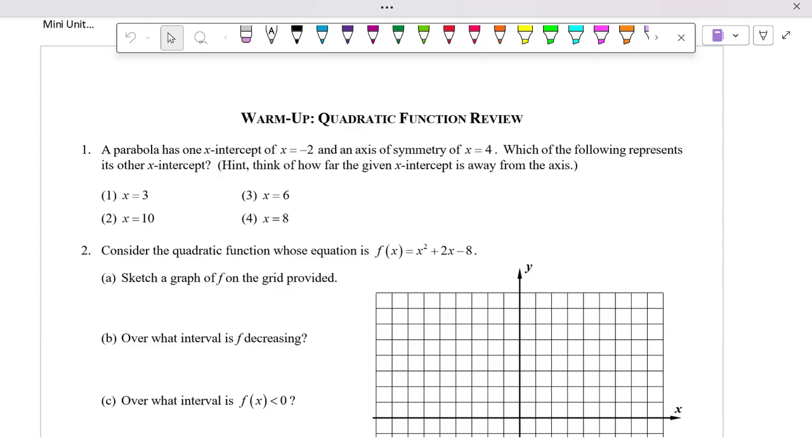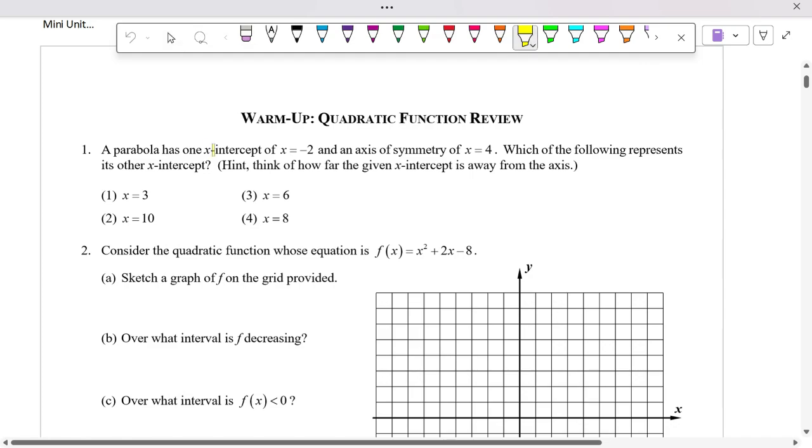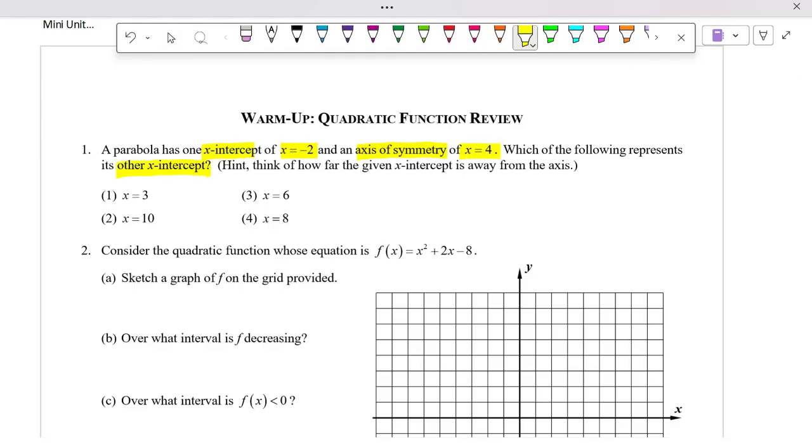So, number 1, a parabola has one x-intercept of x equals -2, and the axis of symmetry at x equals 4, and it wants to know where the other x-intercept is.